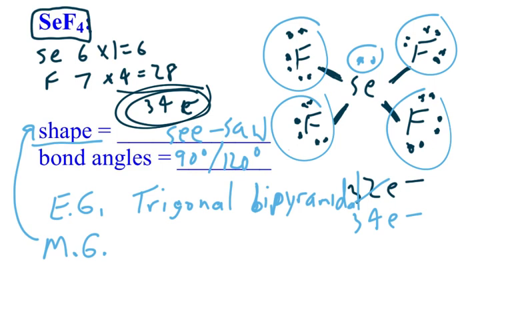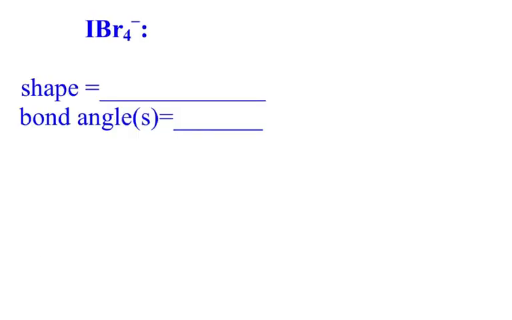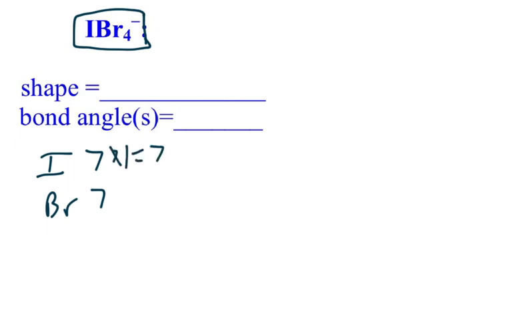Let's take a look at another one here. Again, ignore the colon here. So we've got IBr4. Let's do the valence. I is 7, so is bromine. There's 1 iodine. There's 4 of these guys, so that's 28. And then 28 plus 7. Okay, so we'll go ahead and add that up. So we got 35 here.